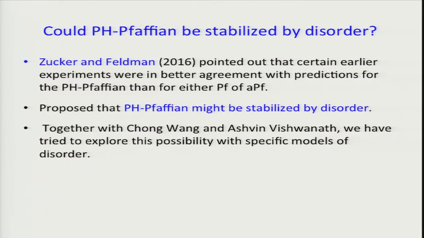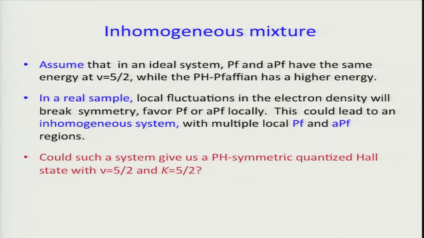Short-range disorder didn't seem to do it. We tried looking at an inhomogeneous system. Suppose the Pfaffian and anti-Pfaffian have very much the same energy, but you have fluctuations in the density of impurities from one point to another, typically on a scale of, say, a tenth of a micron, where some regions have more electrons and others have less, so that one region might favor the Pfaffian and another the anti-Pfaffian. Maybe you'd get an inhomogeneous mixture of regions of Pfaffian and anti-Pfaffian separated by domain walls. Could that somehow lead to a quantized system where you wound up with the thermal Hall conductance 5/2?